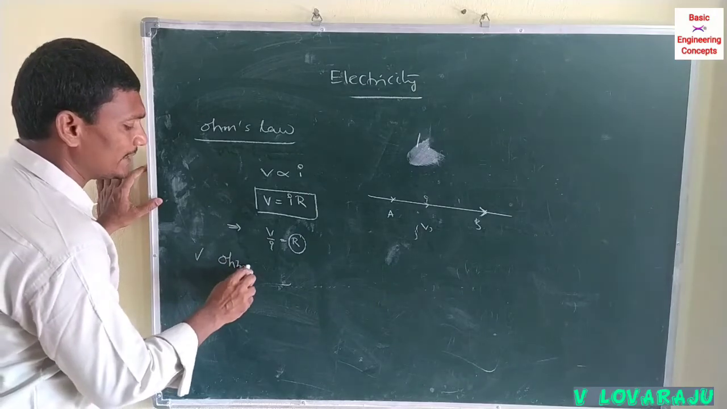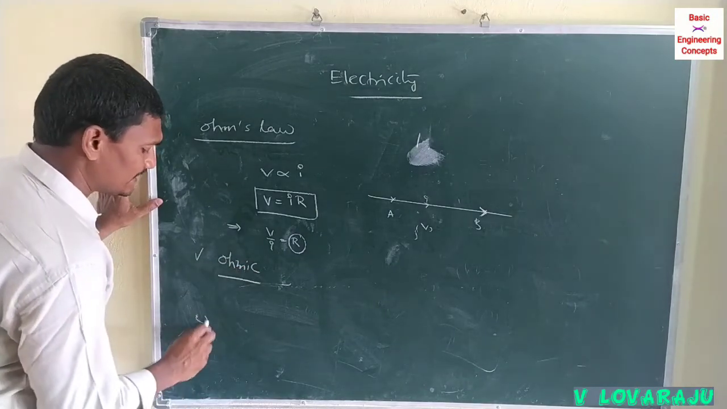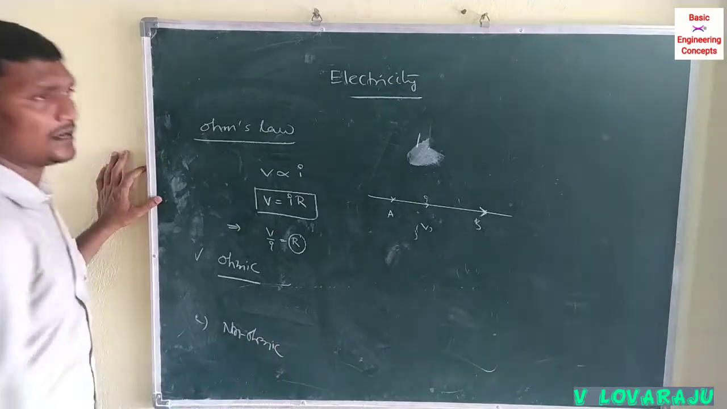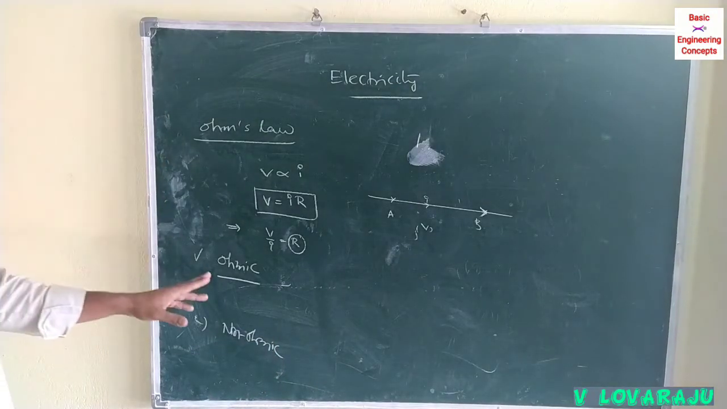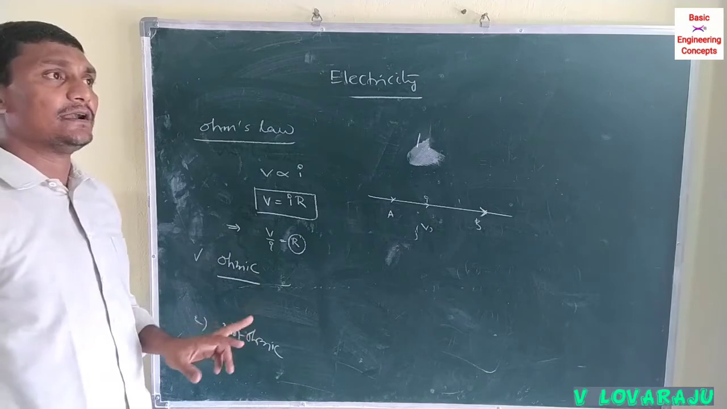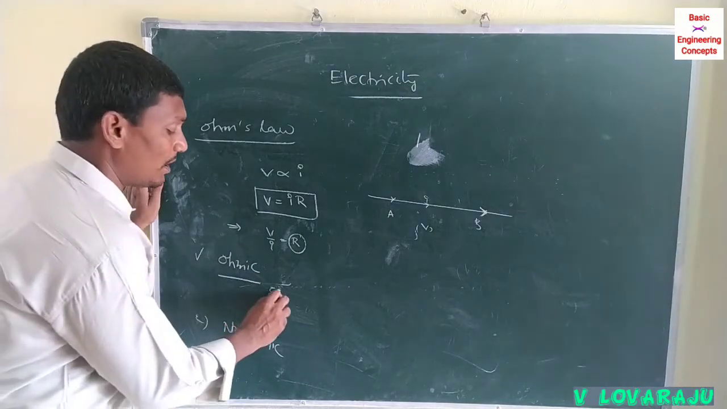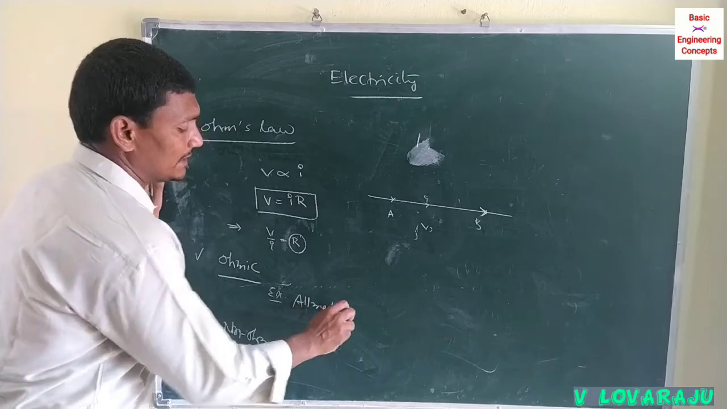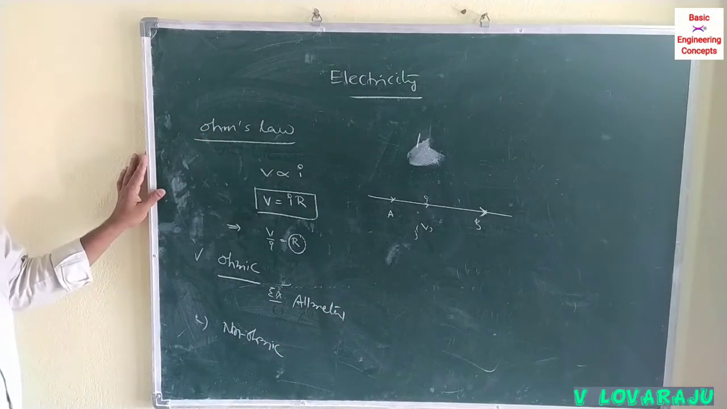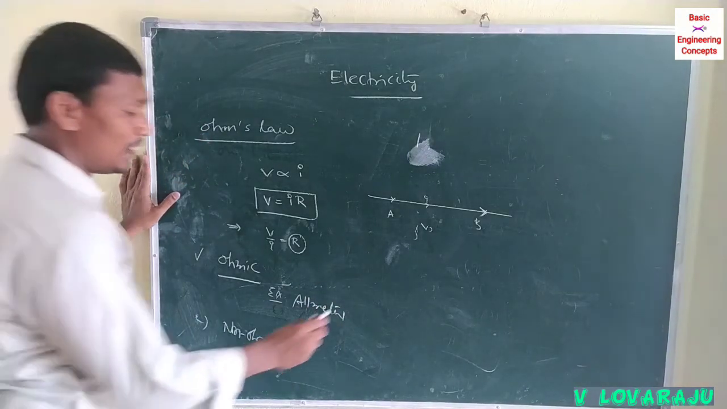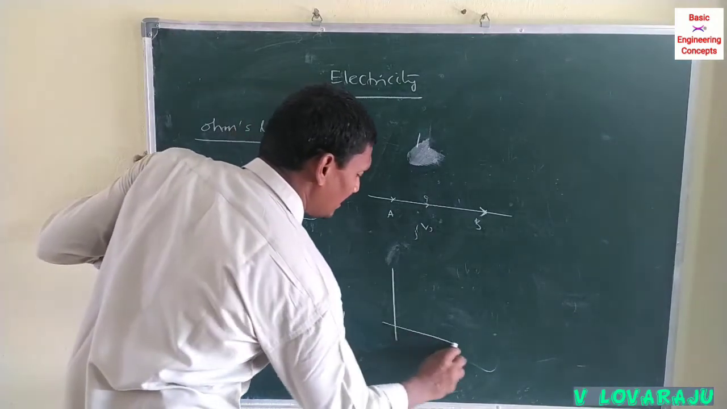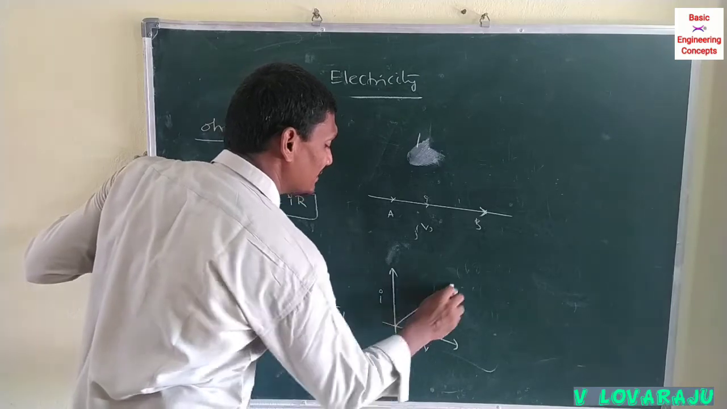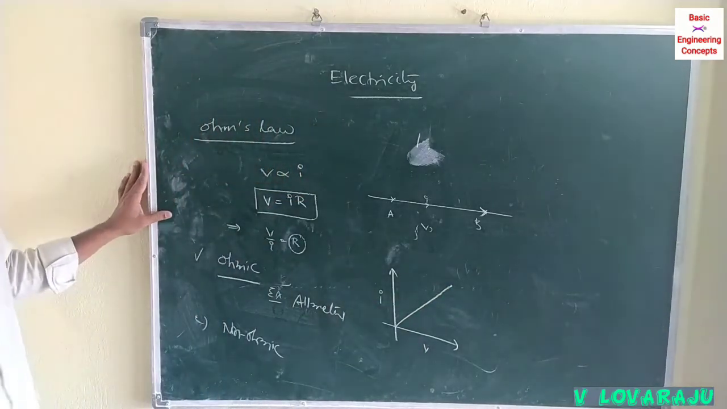One is ohmic conductors, the second is non-ohmic conductors. The conductors which obey Ohm's law are called ohmic conductors. Example, all metals. The graph for ohmic conductors is always a linear curve, a straight line passing through the origin.